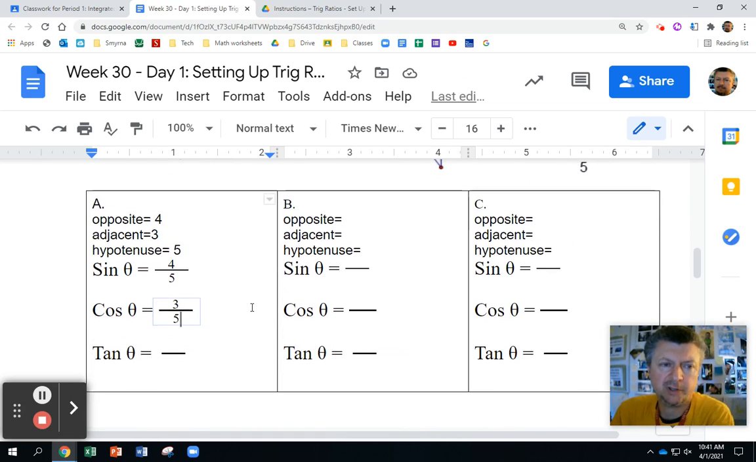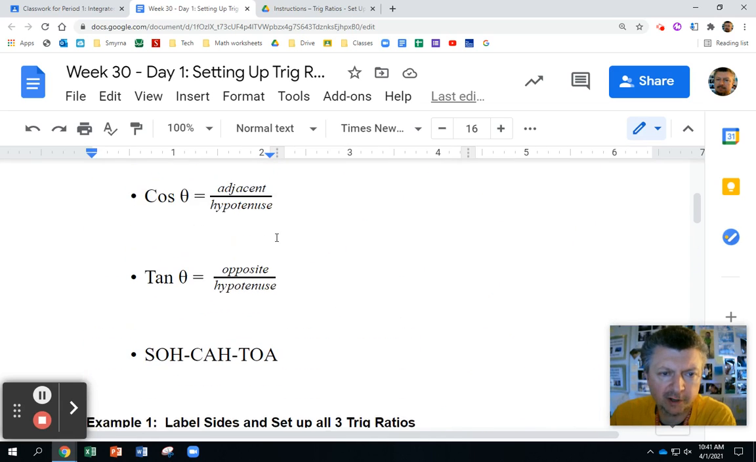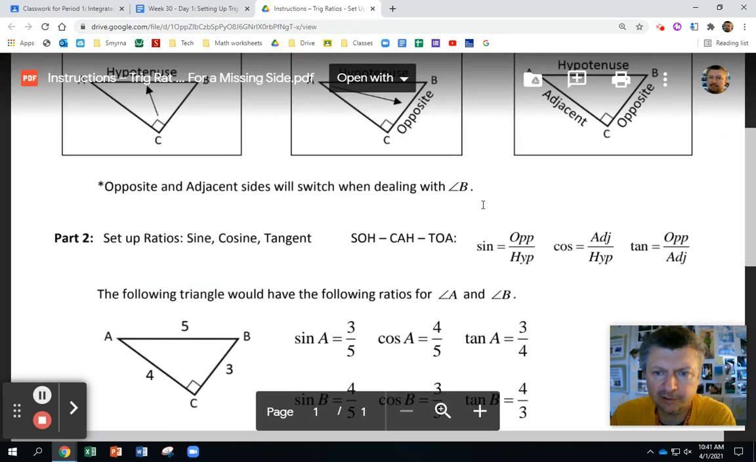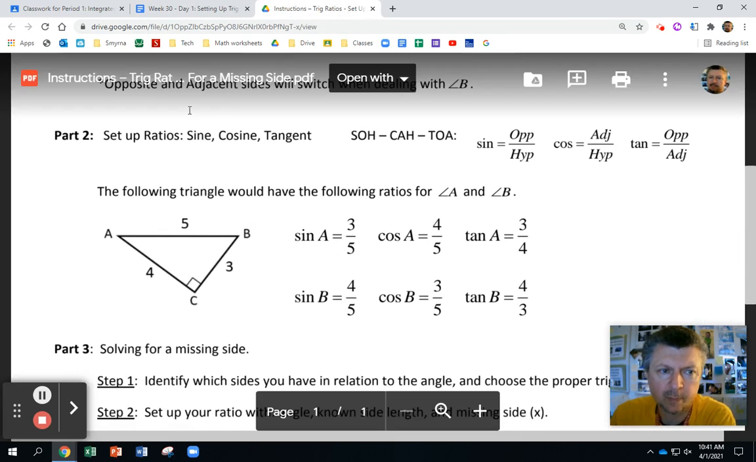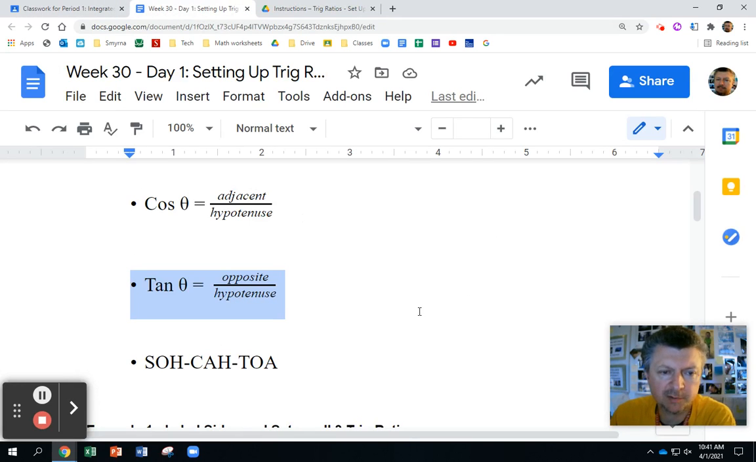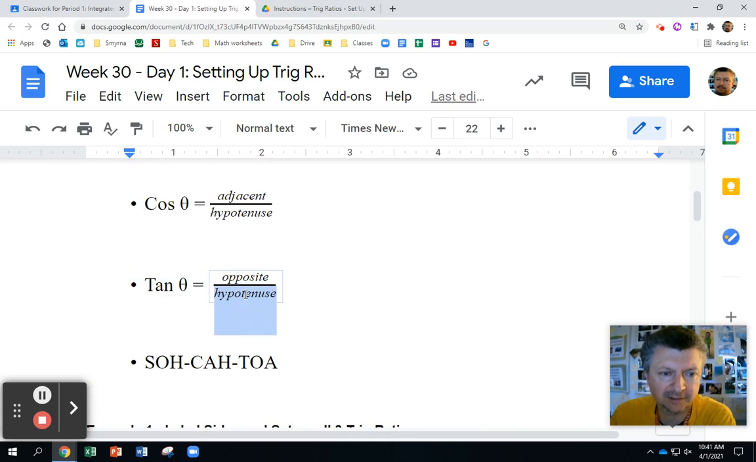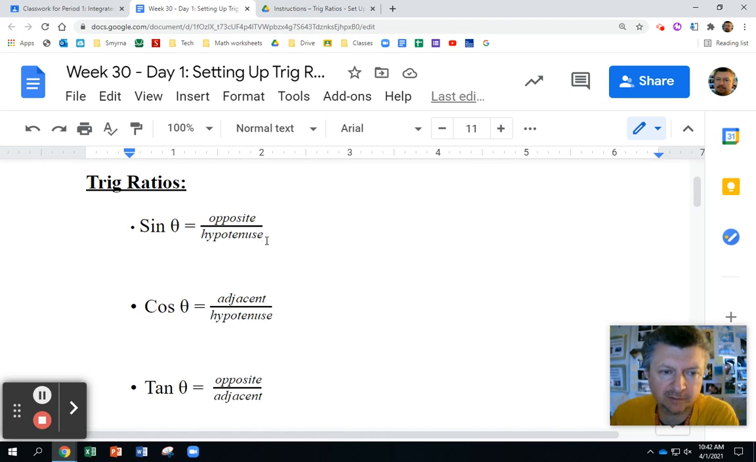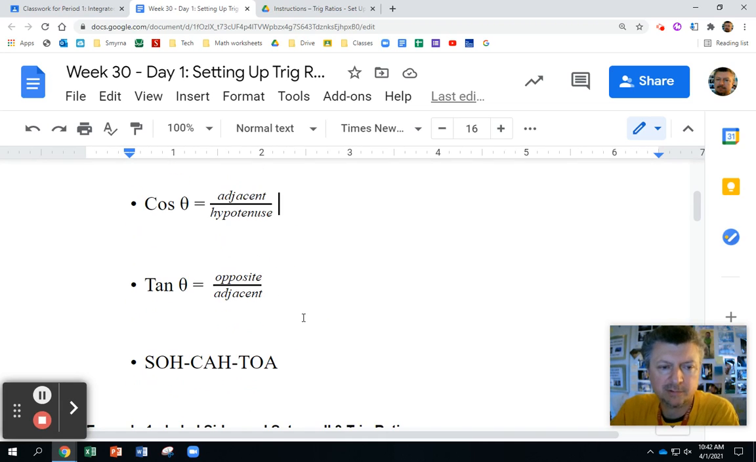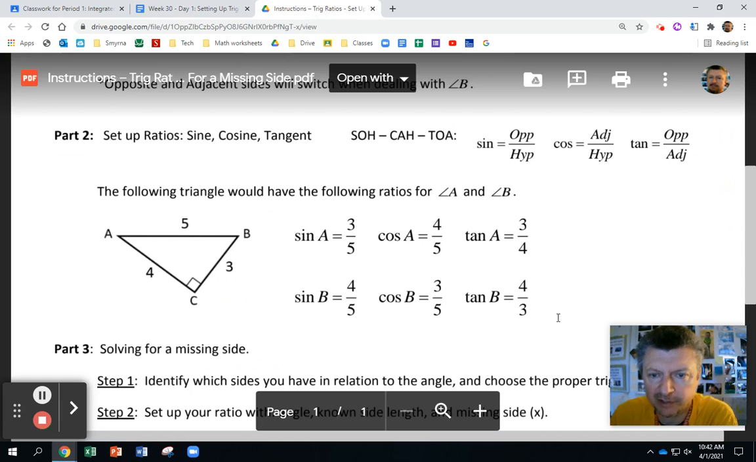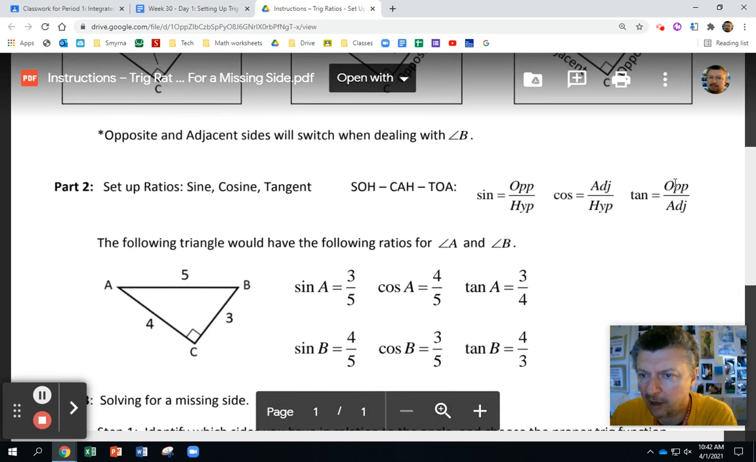Tangent is opposite over hypotenuse. There it is right there. Right? So this is also on your sheet here. And there's an example. Opposite over hypotenuse. So, oh, sorry. Wait a minute. What? This isn't right. I'm going to fix this one up. Opposite over adjacent. Yeah, tangent is opposite over adjacent. Because we already had opposite over hypotenuse. It's sine. All right, so tangent is opposite over adjacent. And again, you see it here. Tangent, opposite over adjacent. There it is right there on your instruction sheet, right?